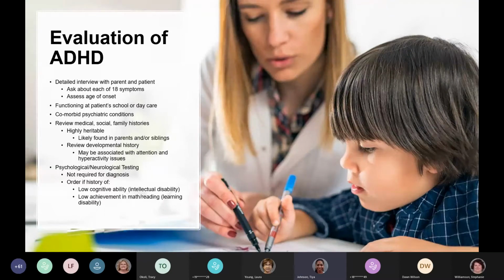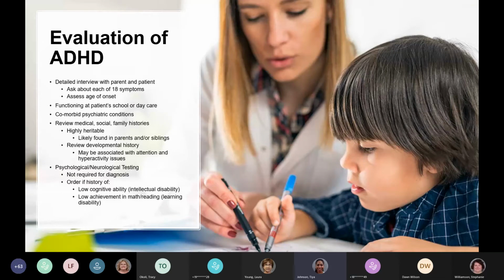Evaluate for comorbid psychiatric conditions and see if there's anything else present. So again, rule out ADHD, anxiety, depression, post-traumatic stress disorder, learning disabilities, and then review the patient's medical, social, and family histories. ADHD is very heritable, so it's very likely that you're going to find ADHD symptoms and/or an ADHD diagnosis in parents and/or siblings.